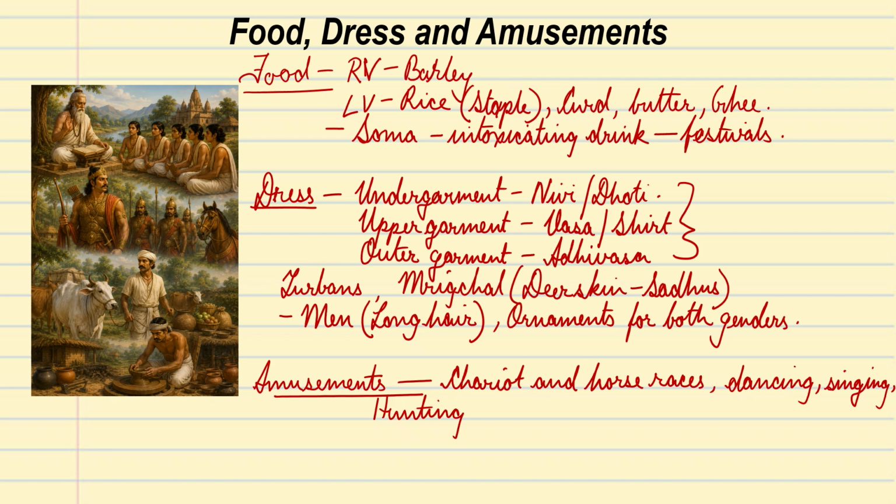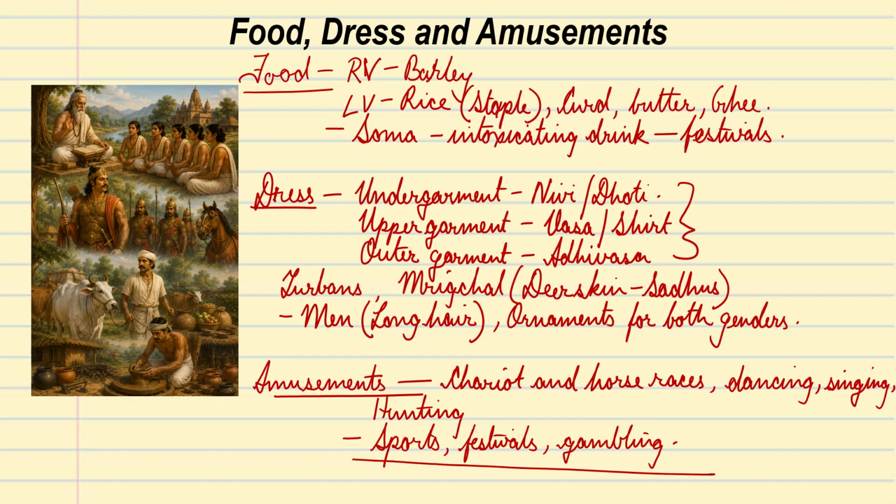The musical instruments were there like drum, flute, mridang, and lute. Then there were different competitive sports also. People enjoyed themselves in festivals, and also in gambling. So these were important activities done by the people of the Vedic period.